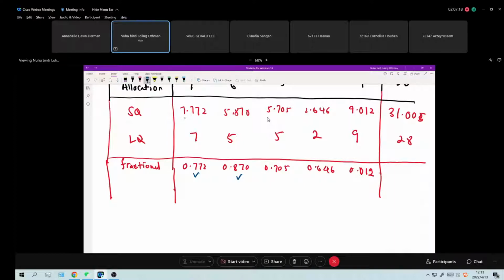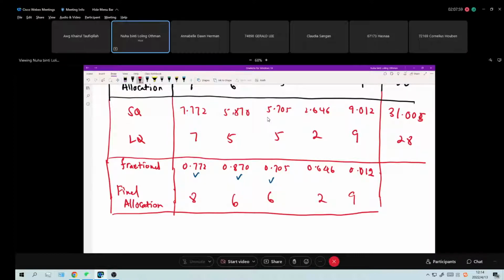Okay, so this one, the final allocation here. This one we get 8, 6. Is this correct? 755. This one we get 2, this one we get 9. Oh, 31, sorry, 31 candies. Okay, another one, get 6. So these are the final allocation.